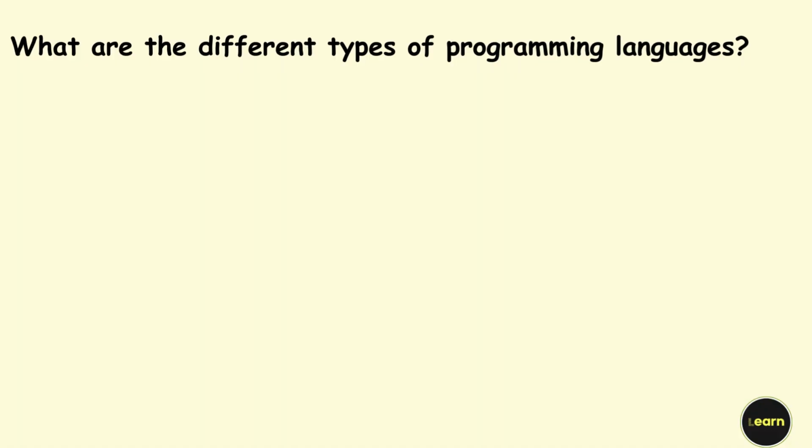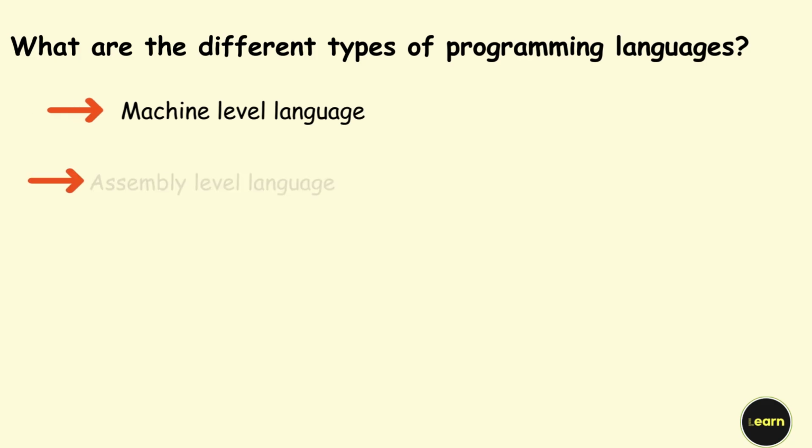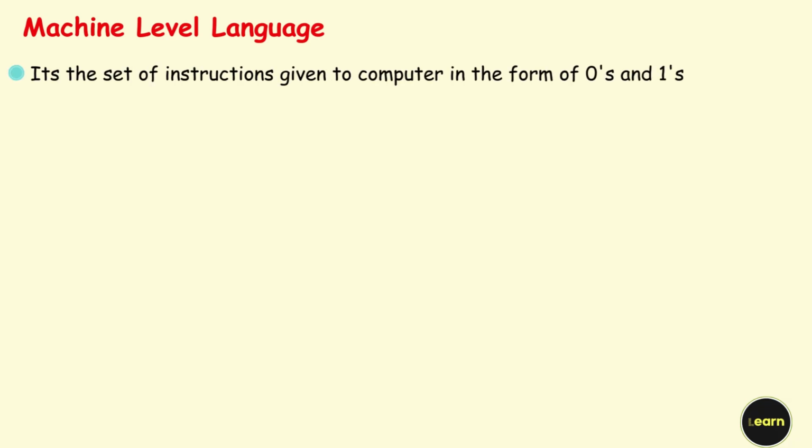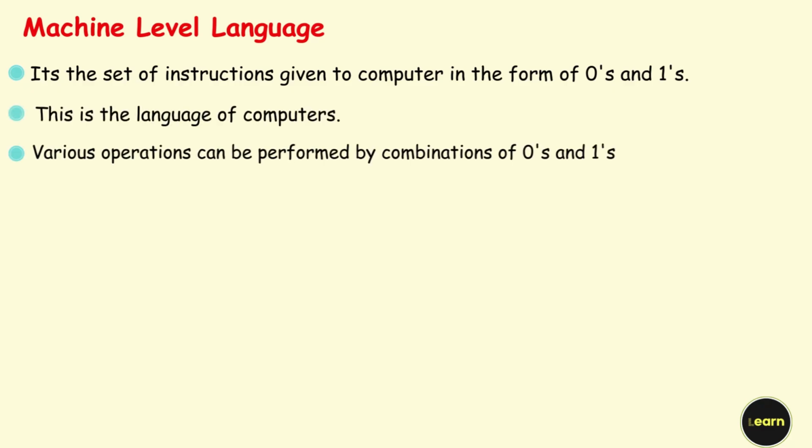What are the different types of programming languages? Machine-level language, assembly-level language, high-level language. Now let's move on to the first topic. Machine-level language. It's the set of instructions given to the computer in the form of zeros and ones. This is the language of computers. Various operations can be performed by combinations of zeros and ones. Now let's see an example of how the machine language works.